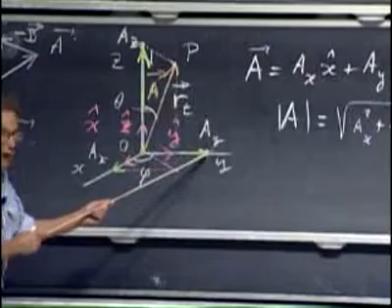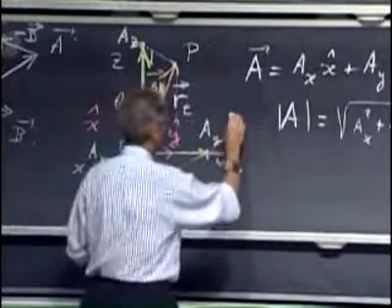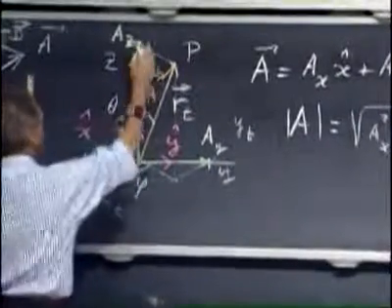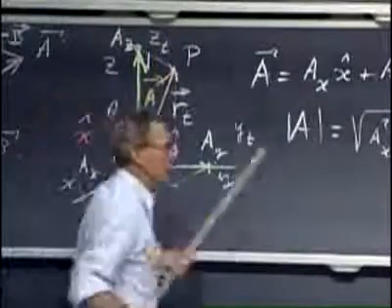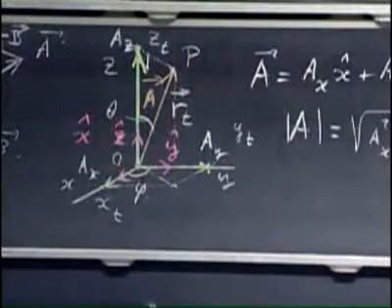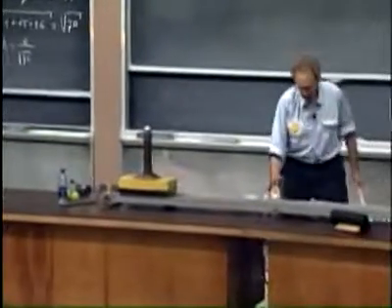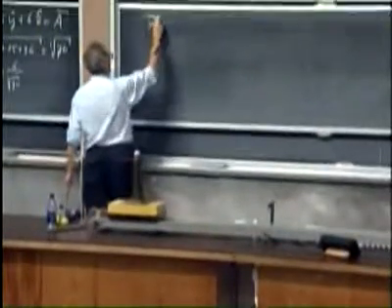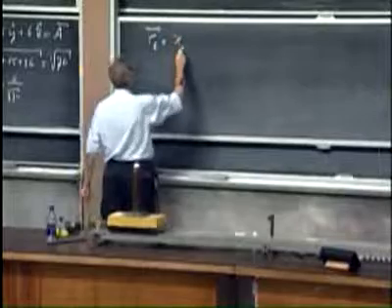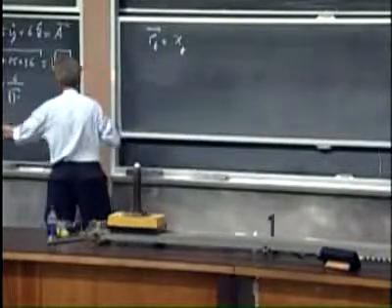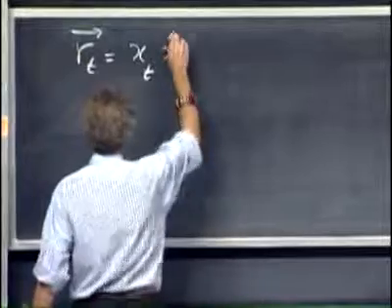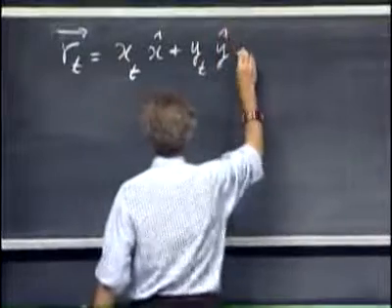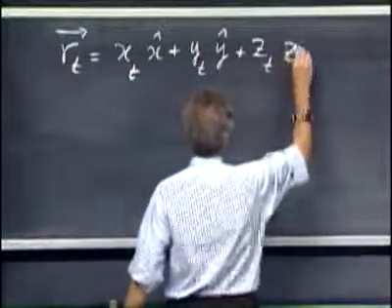I call this location Y of T. It's changing with time. I call this X of T. It's going to change with time. And I call this point Z of T, which is going to change with time, because point P is going to move. And so I'm going to write down the vector R in its most general form. R, which changes with time, is now X of T, times X roof, plus Y of T, Y roof, plus Z of T, Z roof.